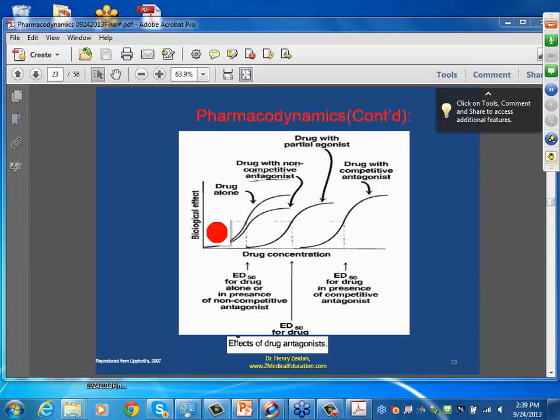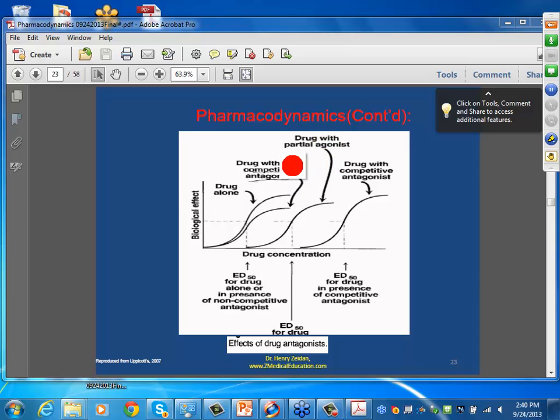Okay, drug alone with a non-competitive antagonist. You see the term here, non-competitive antagonist, so you're not competing with the binding site. Therefore, you do not expect to see any change in the ED50. The ED50 for the drug alone or in the presence of a non-competitive antagonist is the same. Why is that? Because you're not dealing with the binding site. You're dealing with a site other than the binding site that tends to have an effect on the maximum efficacy.